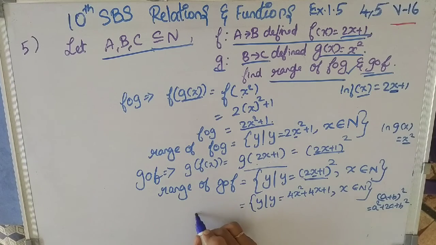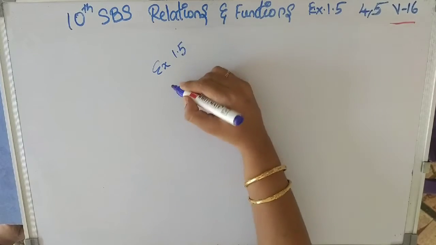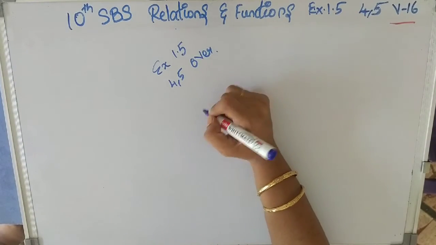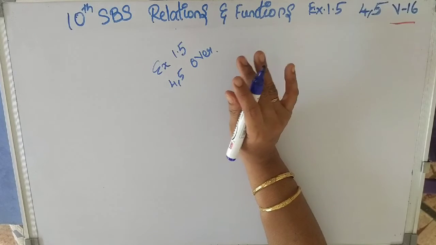Okay. Are you clear? So with this, exercise 1.5 problems 4 and 5 is over. We can see the remaining problems in the next video.